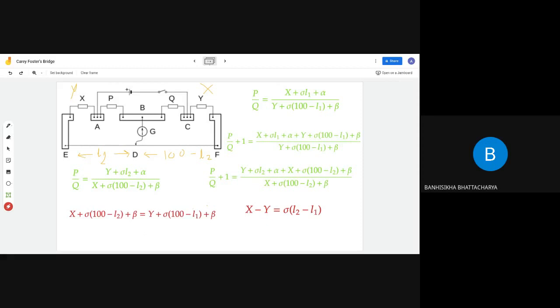No sir. So if we look at the equation, we are measuring L2 and L1. We have got rid of alpha and beta. We are not going to measure alpha and beta, and we are not going to bother about them. So we're left with this. But we need to know this sigma, resistance per unit length. So how to do that?